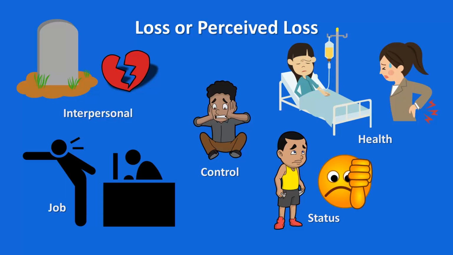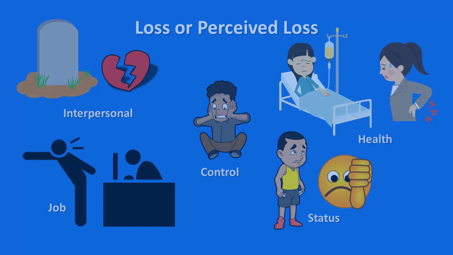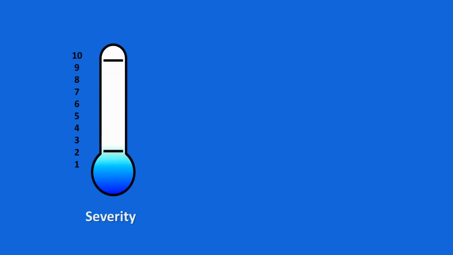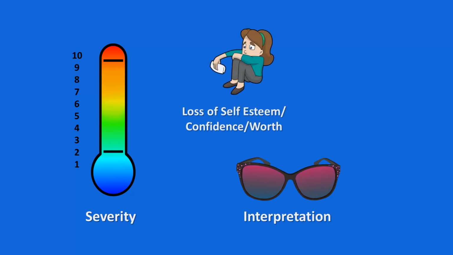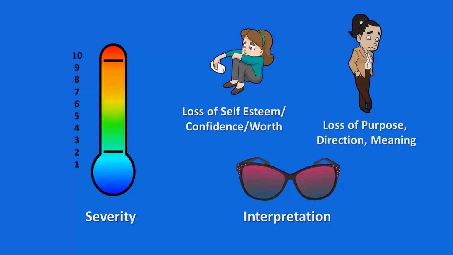What constitutes a loss capable of triggering depression will be different for everyone, depending on what we value and what's important to us. And it may not just be one thing that triggers depression. There may be various contributing factors going on at the same time, or just the accumulation of a number of factors. And whether or not this loss or stress triggers depression will depend on how severe it is and how we interpret the loss. We're particularly vulnerable to losses that negatively affect our self-image and result in a loss of self-esteem, self-confidence, or self-worth, or to a loss of purpose, direction, or meaning in our lives.